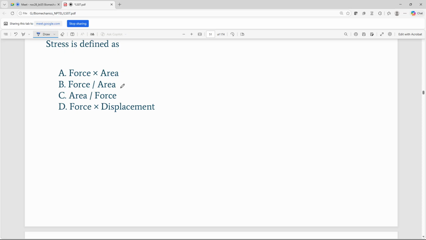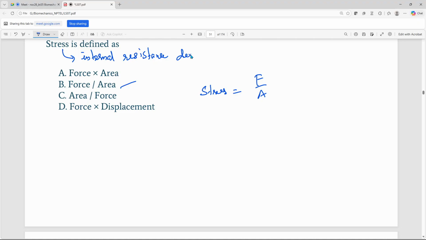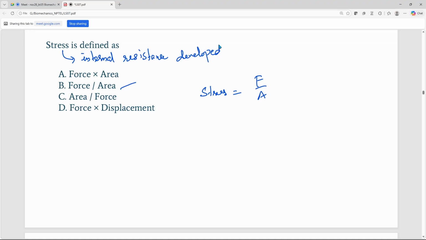Yes, the answer is force by area. Stress is equal to F by area. That is actually stress is the internal resistance developed because of an external applied load.